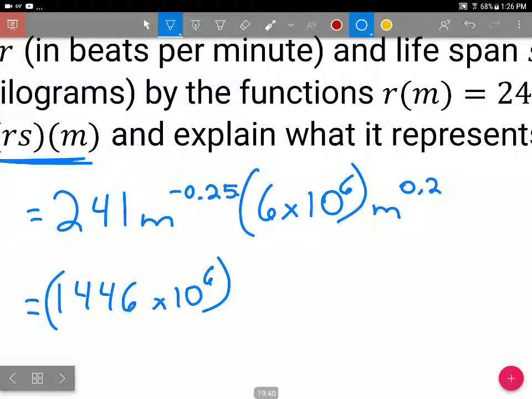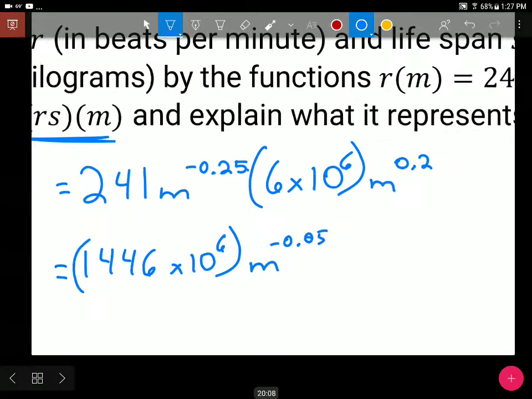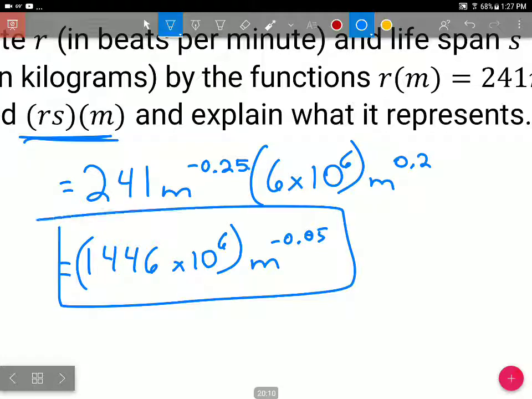That's the nice thing about scientific notation: I can just multiply it and the 10 to the 6 comes along with it. All right, so if I'm multiplying the M's, what do I do to their exponents? You add them. So what's negative 0.25 plus 0.2? Negative 0.05. Yes. So that is the function they were asking you for.